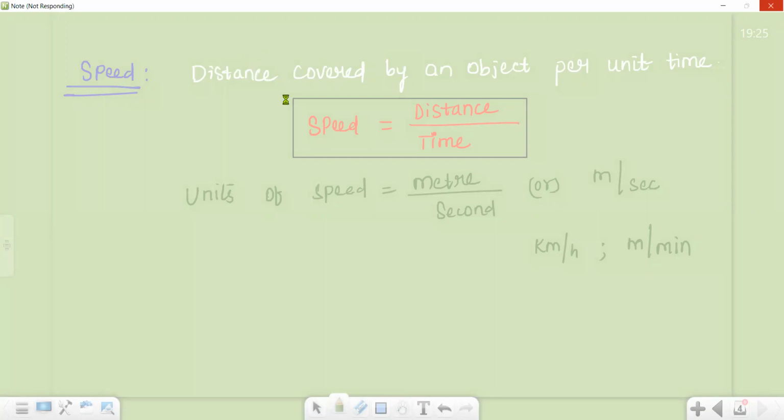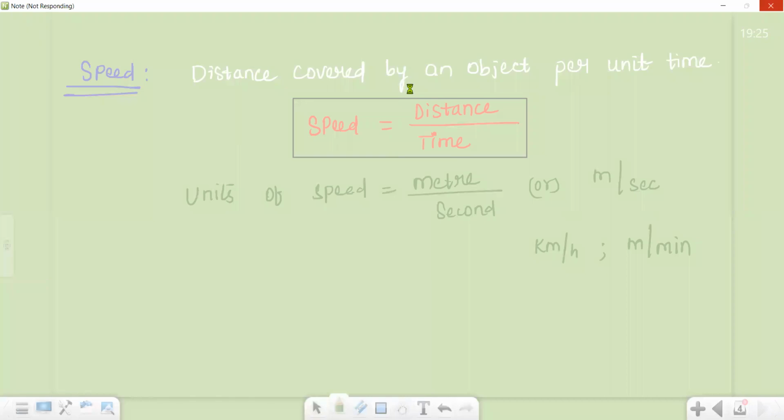Clear? Yes, ma'am. Next, ma'am. In speeds, we will see how many kinds of speeds there are. Ma'am, the note is not responding.